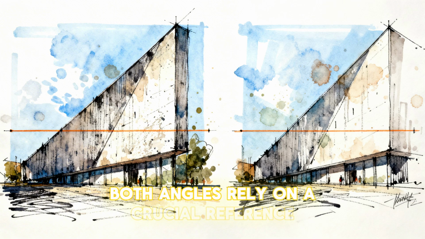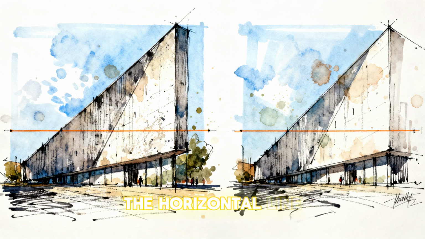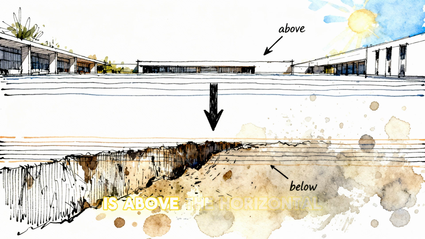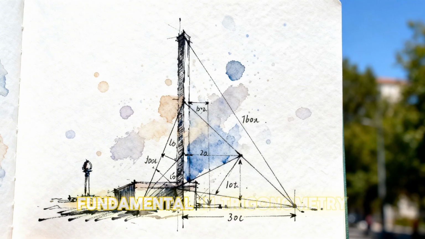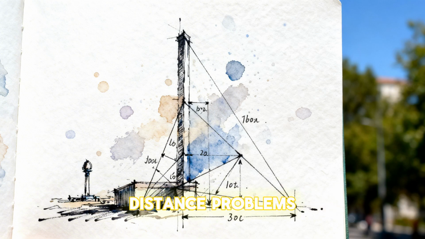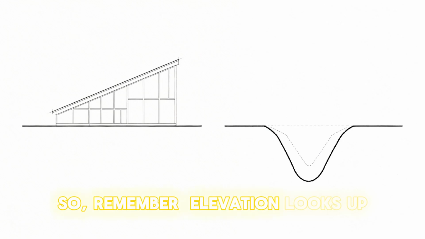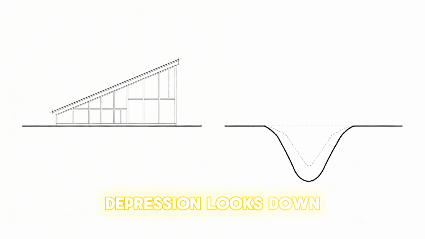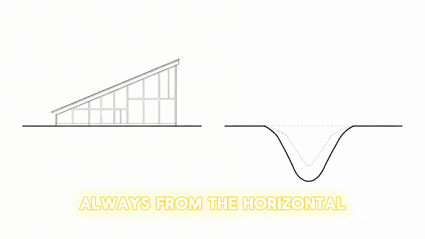Both angles rely on a crucial reference: the horizontal line. The angle of elevation is above the horizontal, and depression is below it. These concepts are fundamental in trigonometry, helping us solve complex height and distance problems. So remember, elevation looks up, depression looks down, always from the horizontal.